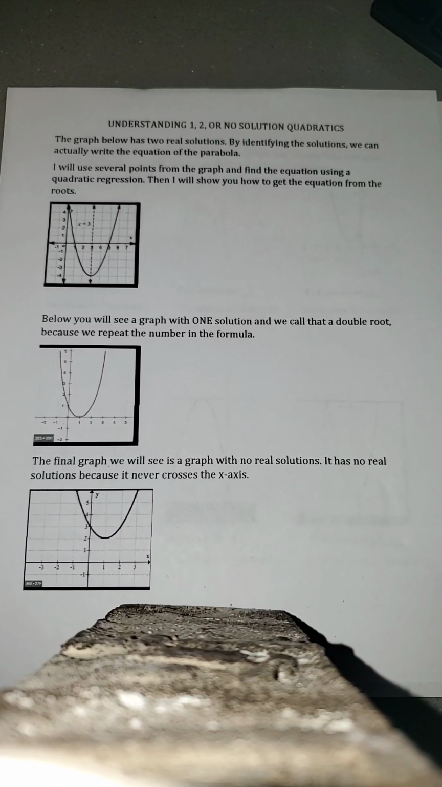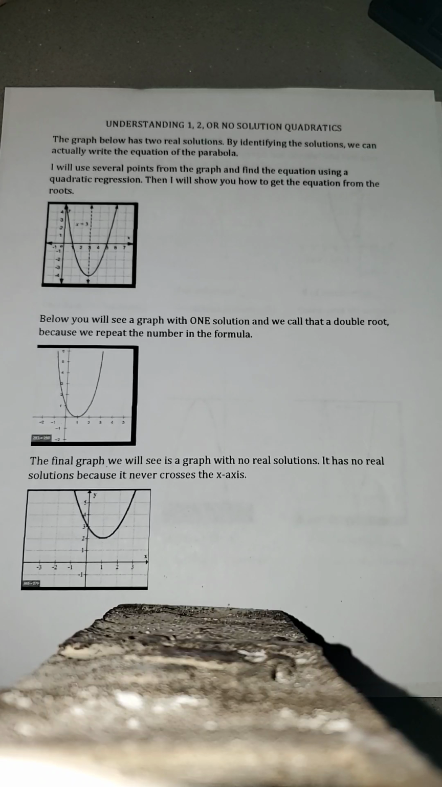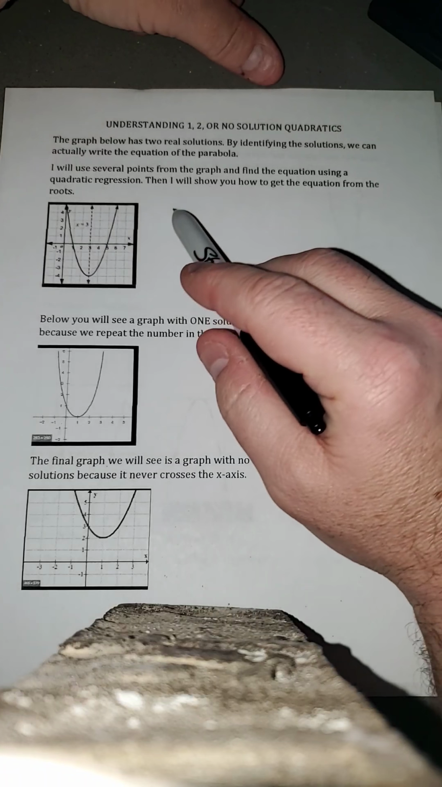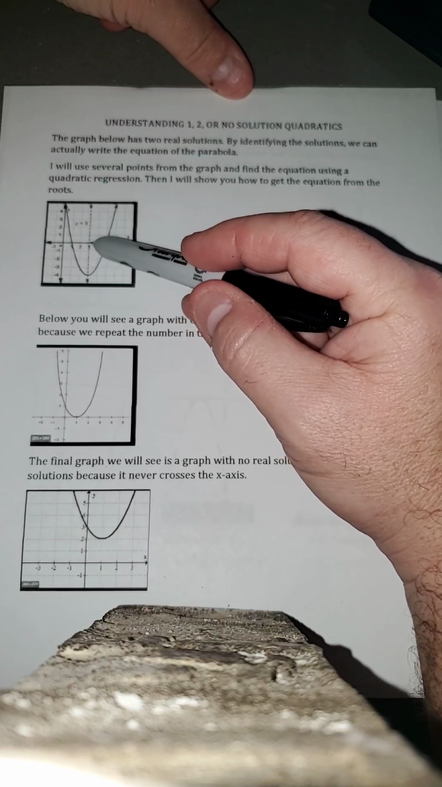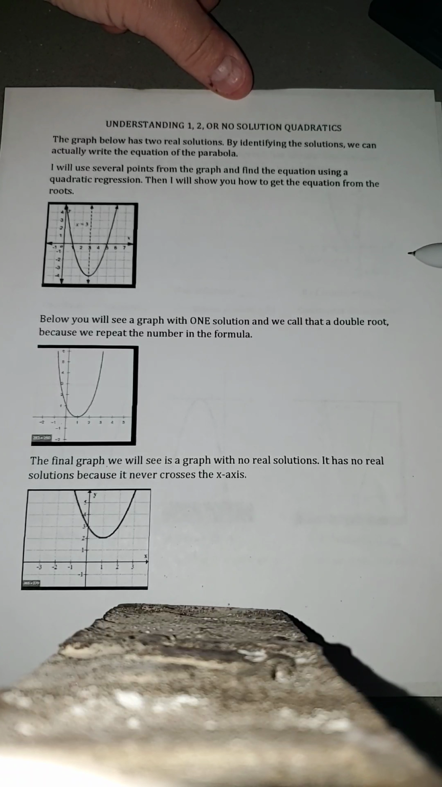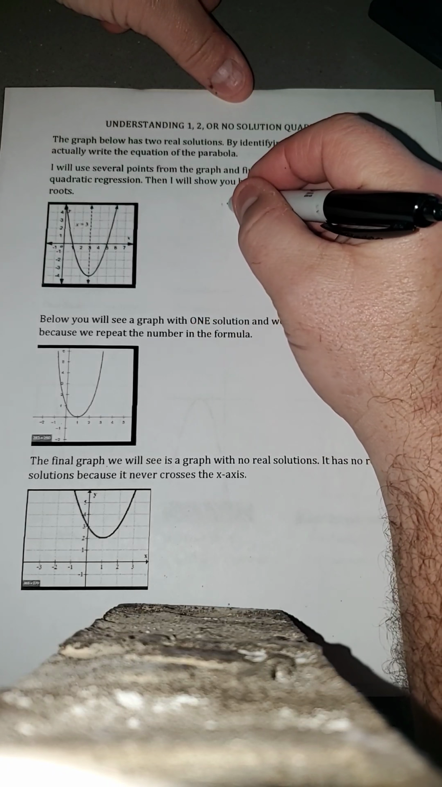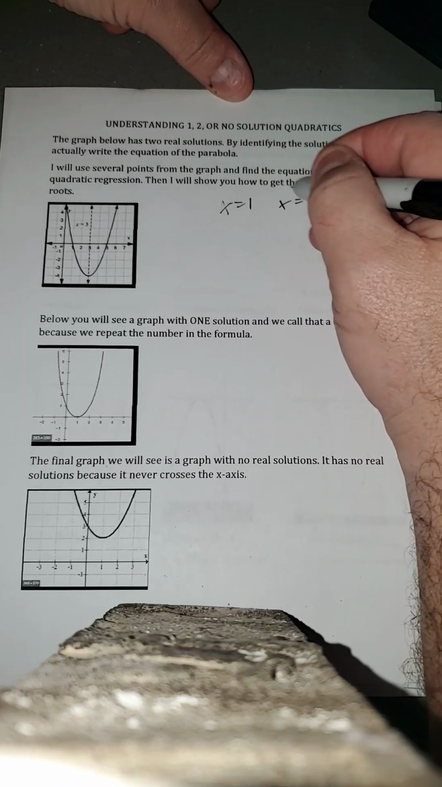I'll run you through one last lesson. That's pretty simple as well. I hope you have it printed and paying attention. Up here, we talk about this graph below. It has two real solutions. You can see it's crossing the x-axis in two specific places. It is crossing at x equals 1, and it's crossing at x equals 5.